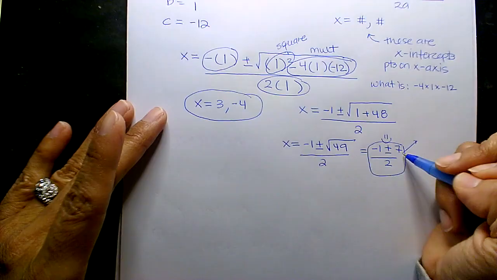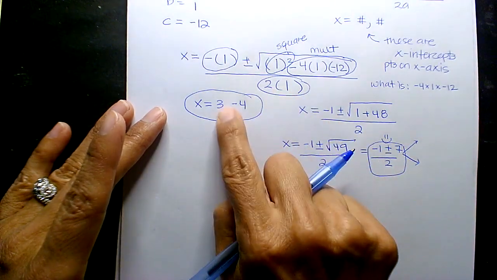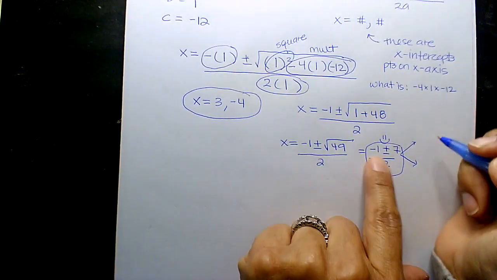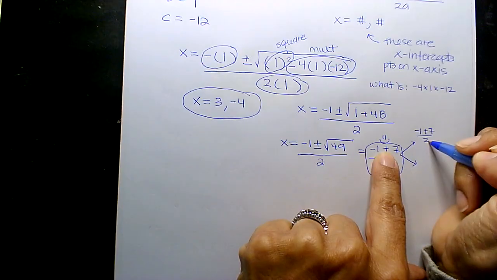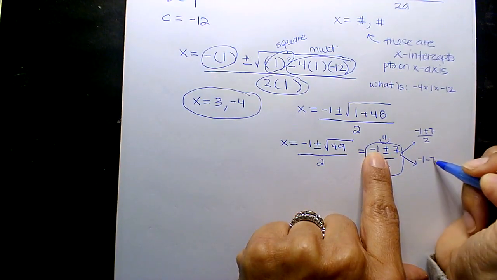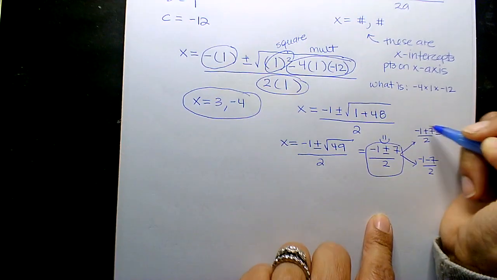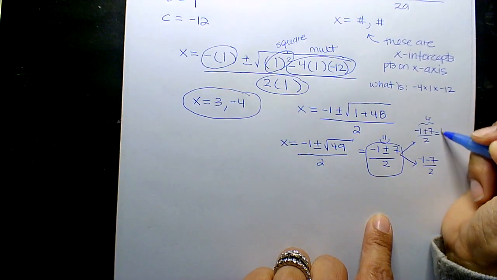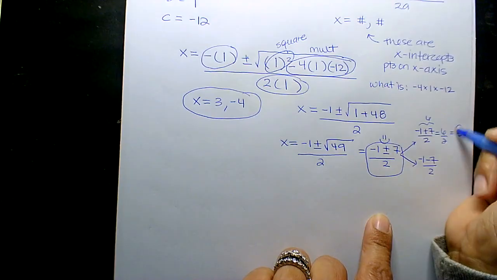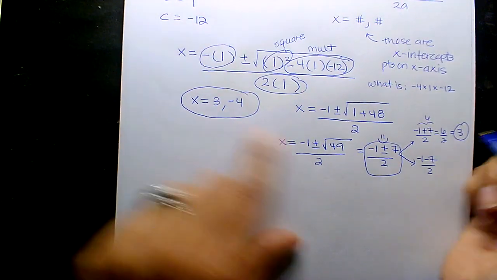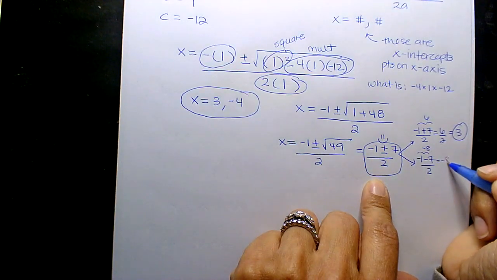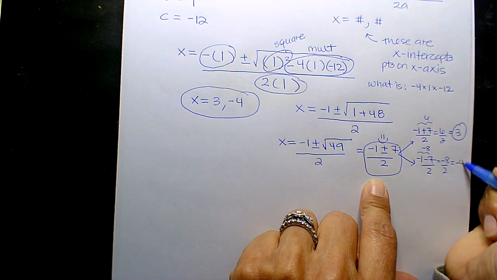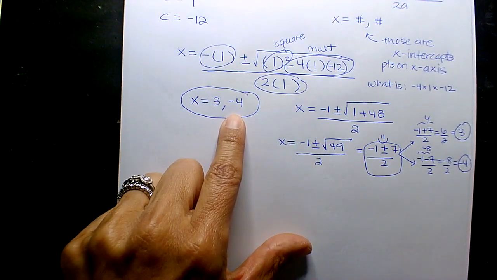But I want the 2 cases. Remember, we got 2 numbers, 3 and negative 4. I want negative 1 plus 7 divided by 2 and negative 1 minus 7 divided by 2. So this is 6 divided by 2, which is 3. I got the 3. This is negative 8. Negative 8 divided by 2 is negative 4. And there's my negative 4.